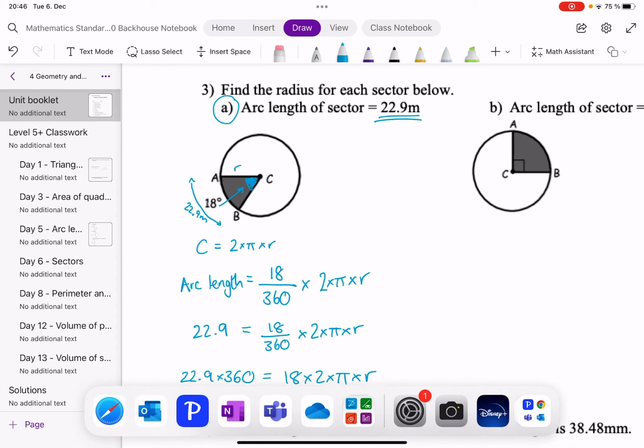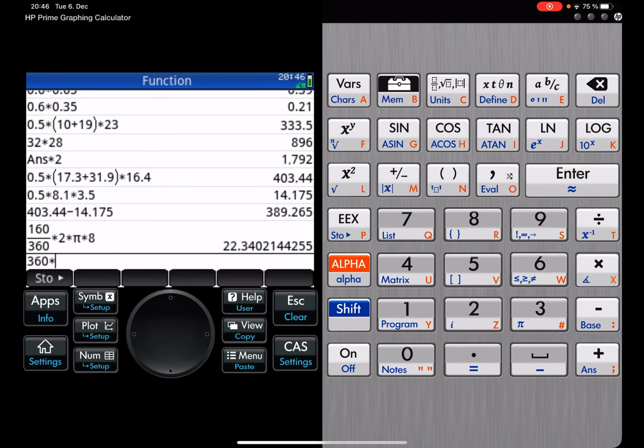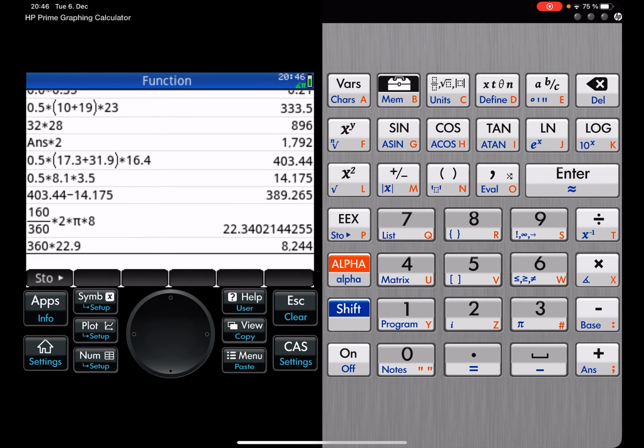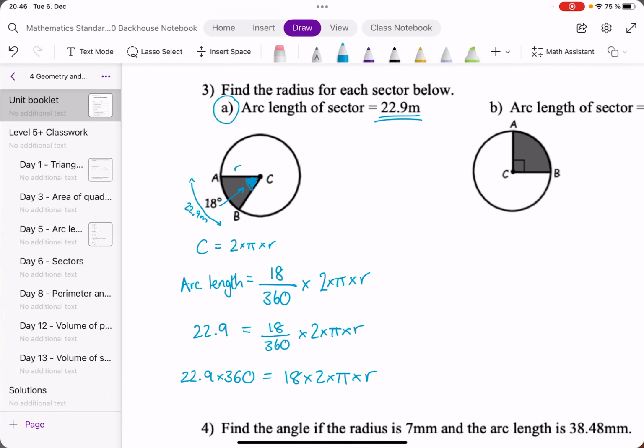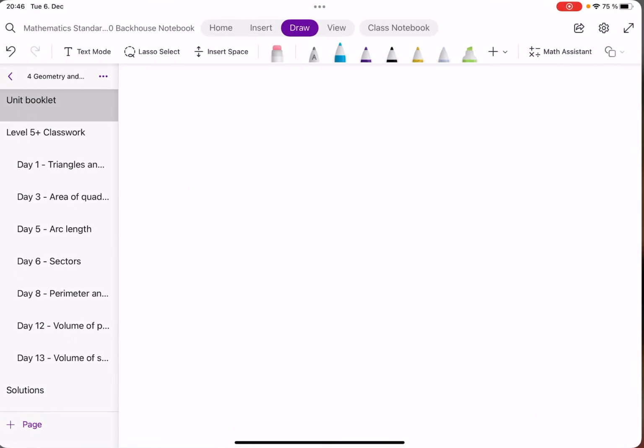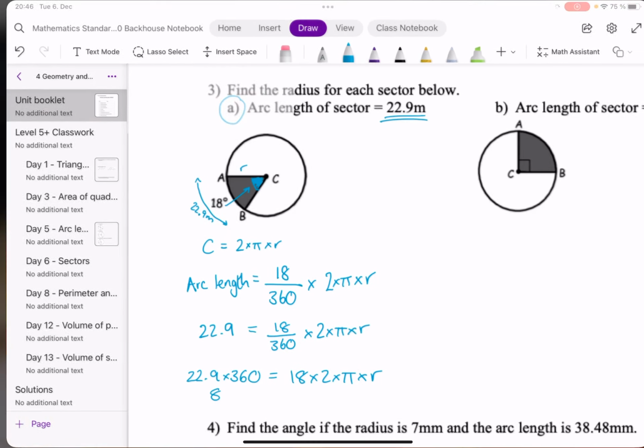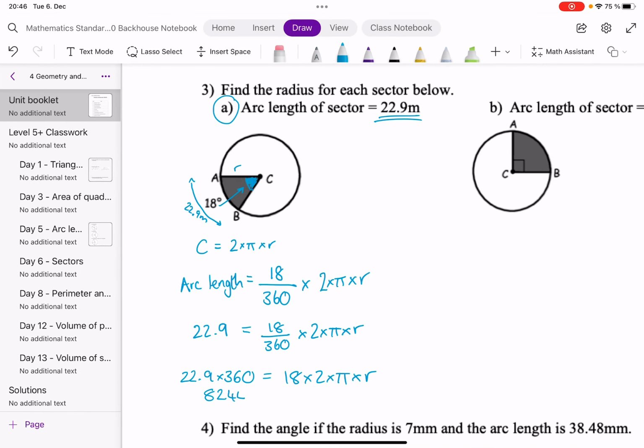That's a good first step. Let's just quickly work out what that is. Okay, 8,244. Did I do the right thing there? 22.9, yes. 8,244 is equal to 18 times 2 times pi times r. And then I just have to divide by 18 times 2 times pi.